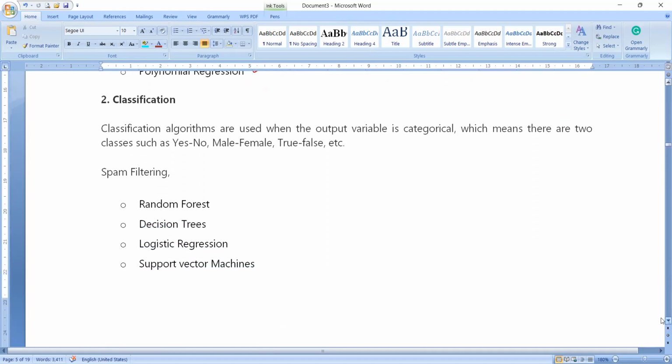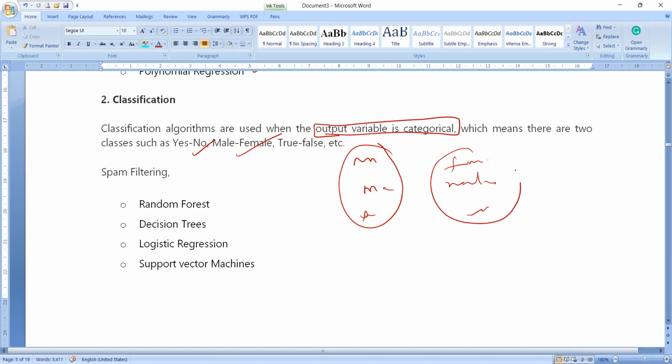Classification algorithms are used when the output variable is categorical, which means there are two classes: yes or no, male or female, true or false, like this. This point is very important: the output variable is categorical. Classification means the classes are two possibilities, whether true or false, yes or no, male or female, vegetables or fruits, etc. The output variable is categorical, so in such cases, we use classification algorithms.